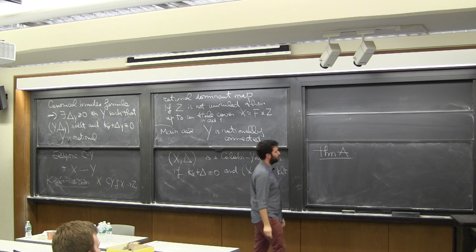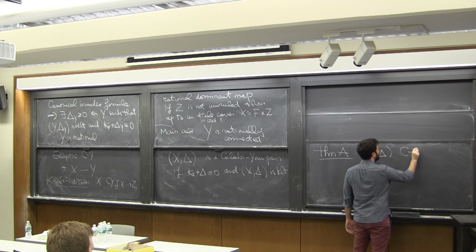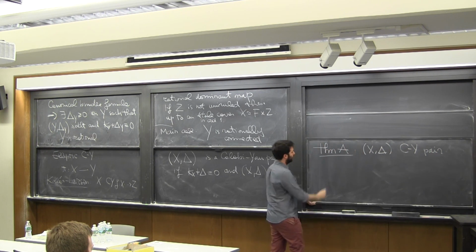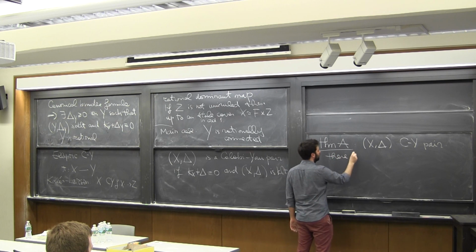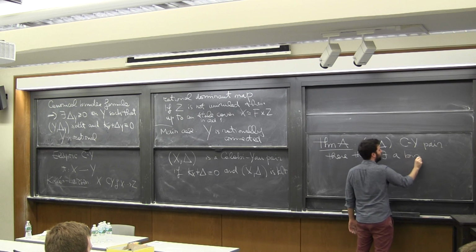Okay, so we have a Calabi-Yau pair. Then there exists a birational map, a birational contraction.